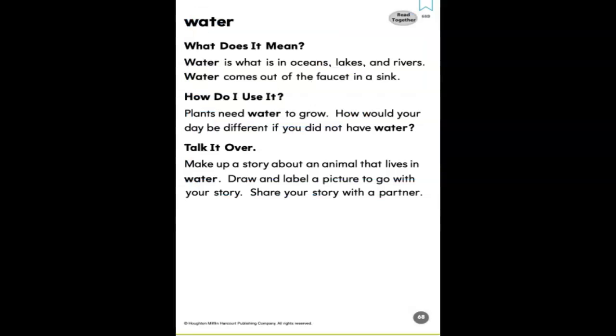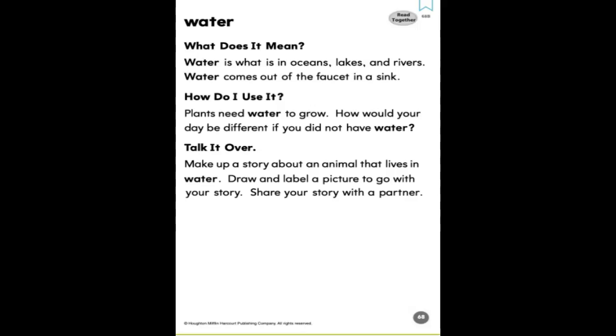Number 8. Water. Some people take photos in the water. What does it mean? Water is what is in oceans, lakes, and rivers. Water comes out of the faucet in a sink. How do I use it? Plants need water to grow. How would your day be different if you did not have water?